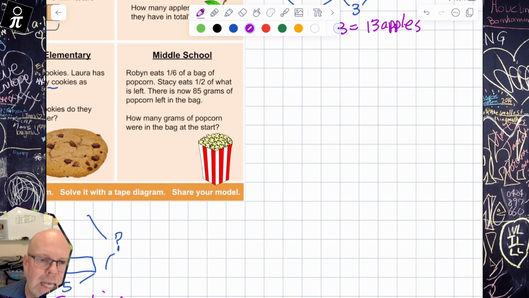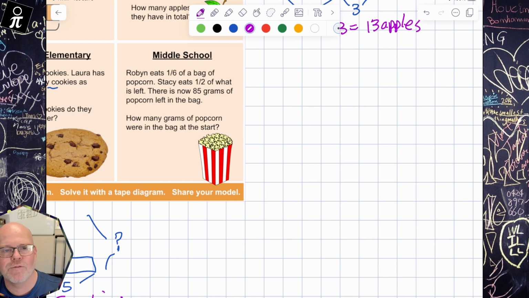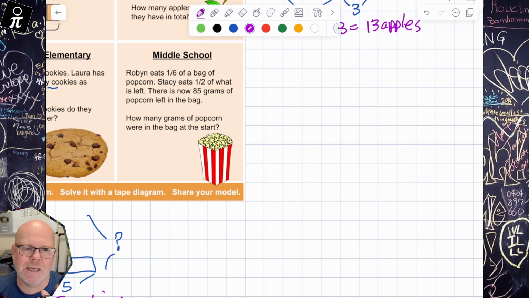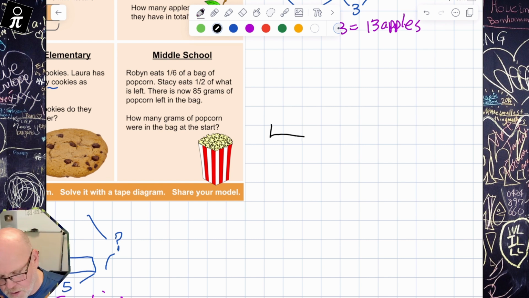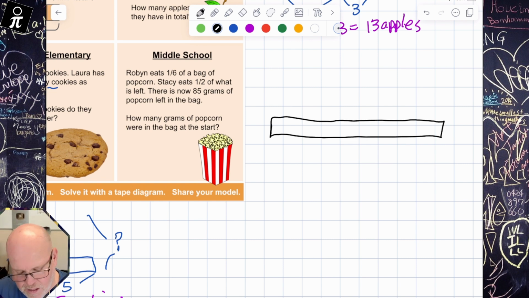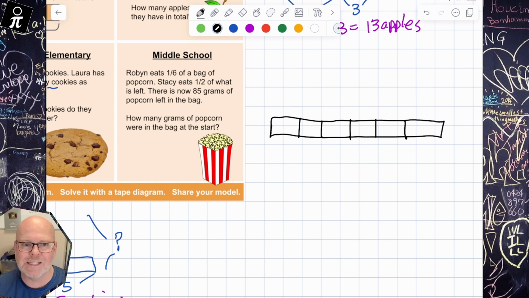So Robin eats 1/6 of a bag of popcorn. Stacy eats half of what is left. There is now 85 grams. Now I see 2 characters, but I'm not going to make this a 2-bar diagram. It feels like it's a 1-bar diagram right here. So I'm going to draw one single length. And then it says Robin eats 1/6 of the bag. So I know I'm going to have to cut this entire thing into 6 pieces. And this is the piece that Robin eats.